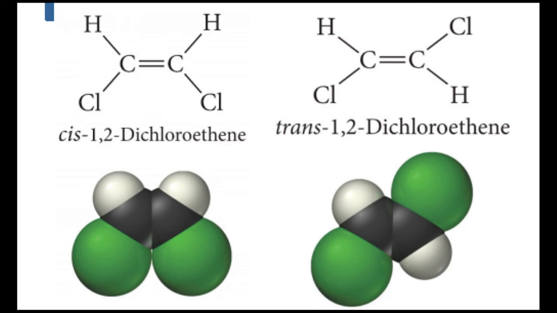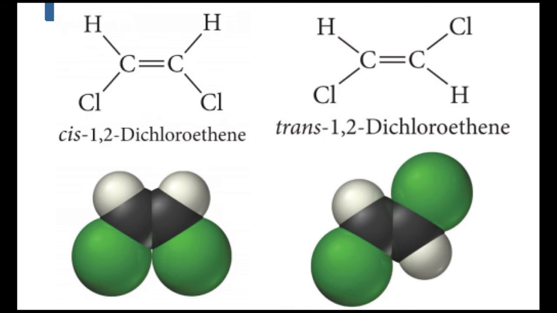So in this case, chlorine has a higher atomic weight than hydrogen. Therefore, chlorine is going to be your highest priority group. And since you have two chlorines, if you orient them facing the same side, then you're going to have cis. And if you orient them on the opposite side, you're going to get trans.